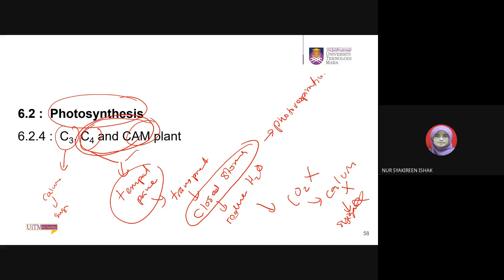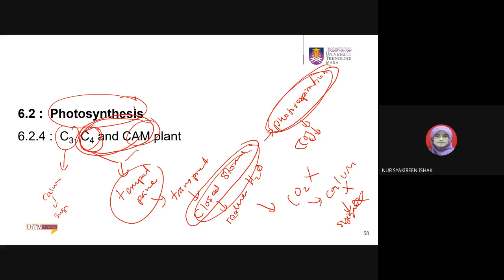Photorespiration yang berlaku, dia berlaku akibat daripada carbon dioxide concentration in the leaf is low. Dia low sebab apa? Stomata closed. Tak ada carbon dioxide yang boleh masuk dalam leaf, ataupun stomata ni akan close partially. For C4 plant, stomata akan close partially, maksudnya still ada carbon dioxide boleh masuk tapi sikit. So bila carbon dioxide concentration is low, kedua-dua plant ni perlu ada mechanism of adaptation untuk mengatasi masalah photorespiration ni.